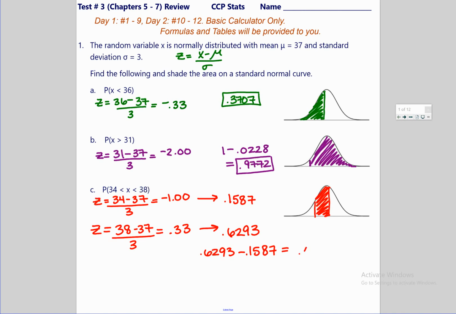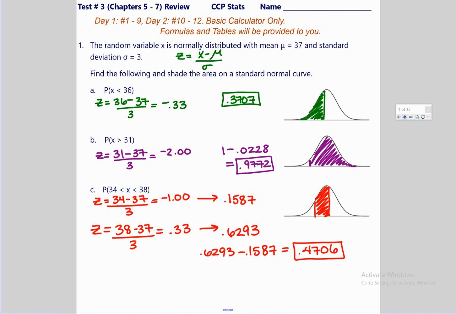Grand total 0.4706. Just the shaded area, and the probability that our x value will be between those numbers. Okay? Questions on any of that in number 1? Getting a z-score, finding the corresponding area.